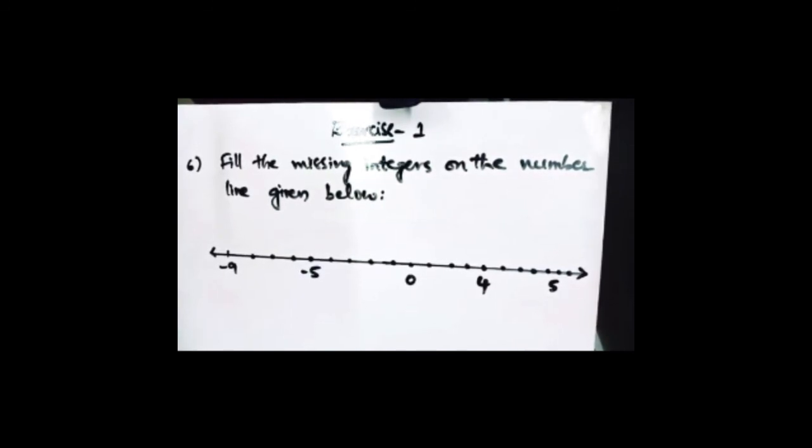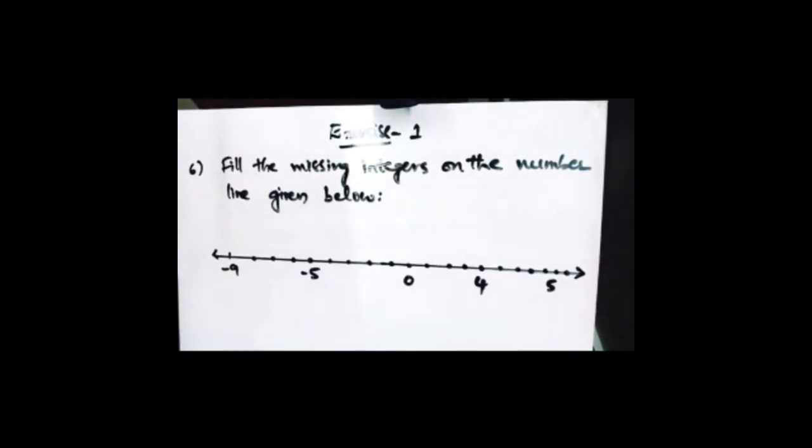Next question: we are going to fill in the missing integers on the number line given below. Already they given some integers and they missed these dotted integers. So you should write the answer on this number line.